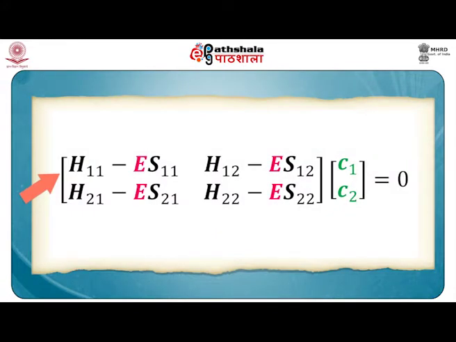Here it is. First determinant is H11 minus ES11, then H12 minus ES12, then it goes up to H1n minus ES1n. But presently we are showing it only for a 2-electron system. Similarly, the second row would be H21 minus ES21 and then H22 minus ES22. So this is the first determinant, and the second is C1 and C2. This is basically a column determinant, and the product of the two is equal to 0.